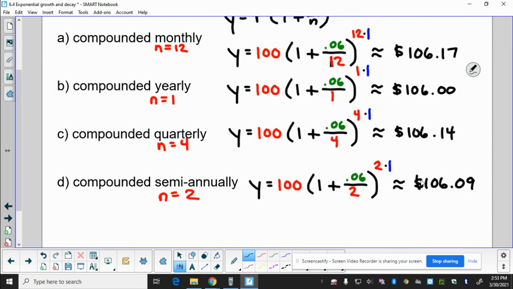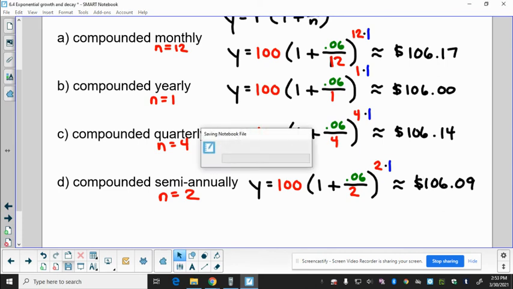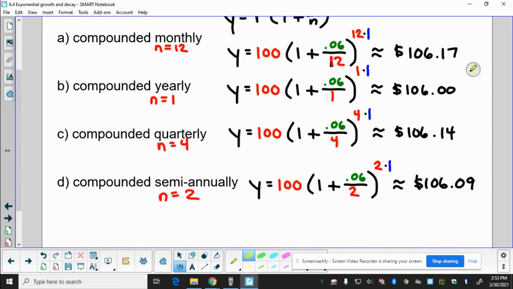So I've got a question for you then. You look at this. Which one of these situations yielded the most money? Look very carefully. And I'm going to say it was compounding monthly. It gave us a little bit more money than everything else. And what was the second best situation? Well, I'd say it's compounding quarterly. Look at that. It gave you the next best. And then what's the next one after that?